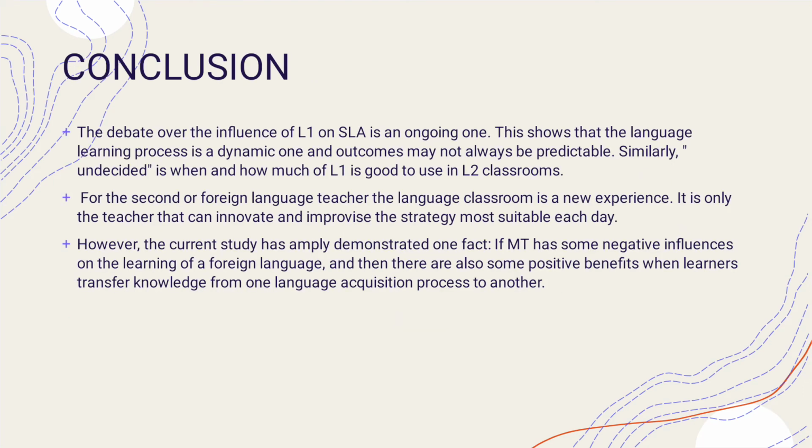Conclusion. The debate over the influence of L1 on SLA is going on. This shows that the language learning process is a dynamic one and outcomes may not always be predictable. Similarly, it is undecided how much of L1 is good to use in L2 classrooms. For second and foreign languages, each language classroom is newly experienced. It is also the one teacher that cannot innovate and impress upon the strategies most suitable for English each day.